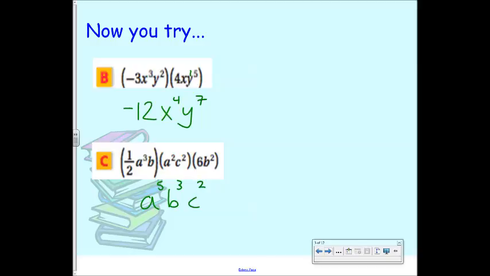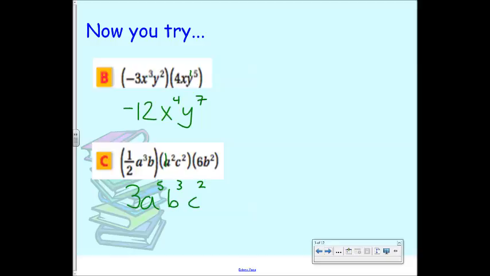Now you just have to figure out what the number in front is. What's 1/2 times 1? 1/2. And then 1/2 times 6. What's half of 6? 3. So my coefficient would be 3. All right, again, if you're doing it on a calculator, you can change 1/2 to what? 0.5, and that will work too. All right, so same thing.